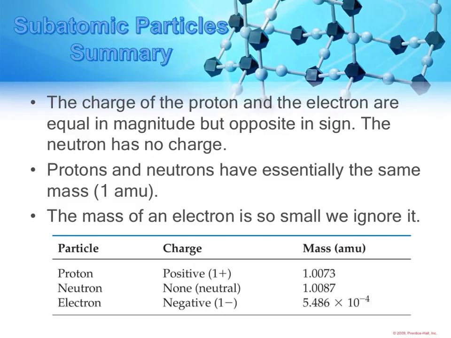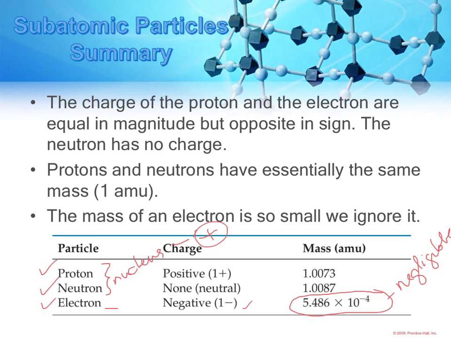So again, the three basic subatomic particles are the proton, neutron, and electron. The proton and the neutron are located inside the nucleus. The proton has a positive charge, the neutron has no charge, so the nucleus overall has a positive charge because of the protons. Outside the nucleus we have the electrons. They have a negative charge, and the mass of the electron for our purposes is going to be considered negligible. We're going to just assume it's zero even though it's not.